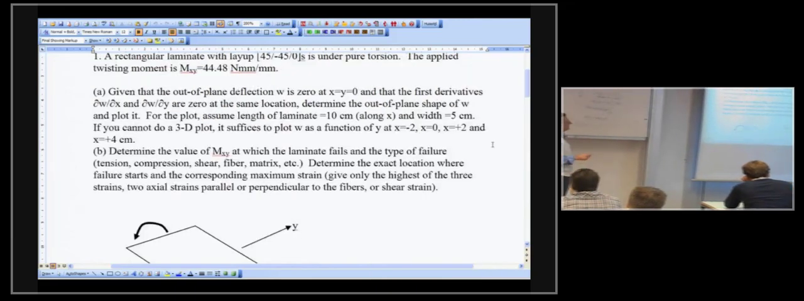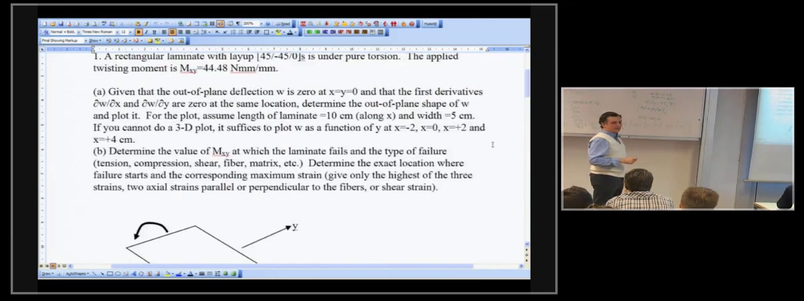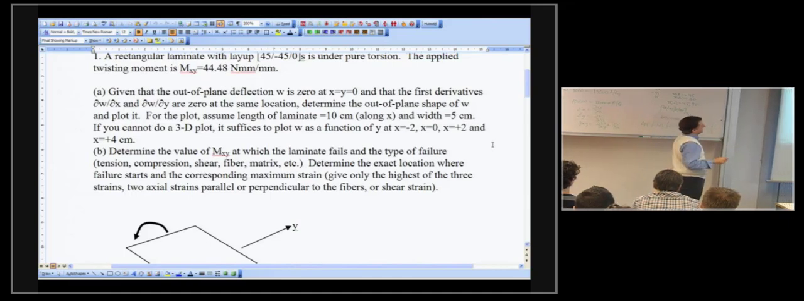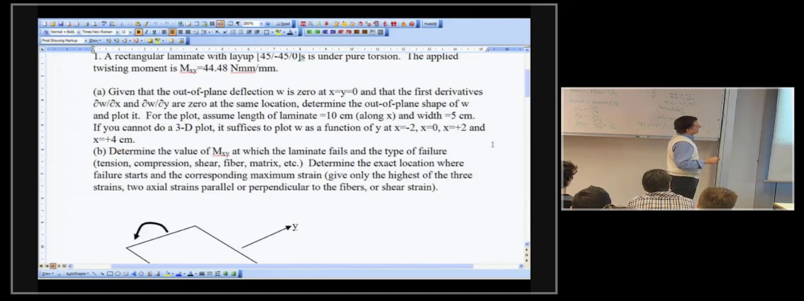You are supposed to determine the actual shape of W, so you have to tell me exactly how this deforms and plot this W. Now, only for the plot, I don't want the answer for W to include these dimensions. I want it in terms of A's and B's, and only in the end you substitute. So the length is 10 centimeters along X, this dimension here, and the width is 5 centimeters.